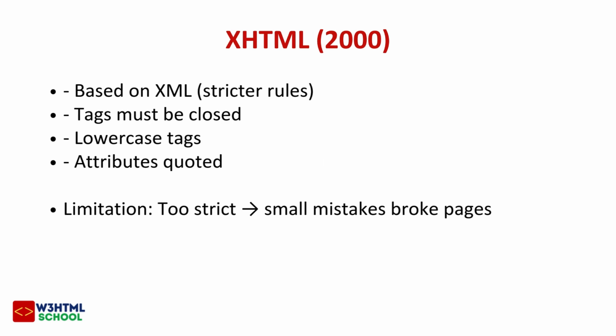XHTML, 2000. To solve this, XHTML was introduced in 2000. It was based on XML, which meant it followed stricter rules. Developers had to close every tag, write all code in lowercase, and use quotation marks for attributes. This improved consistency, but it was too strict. A single mistake, like forgetting a slash, could break the entire page.